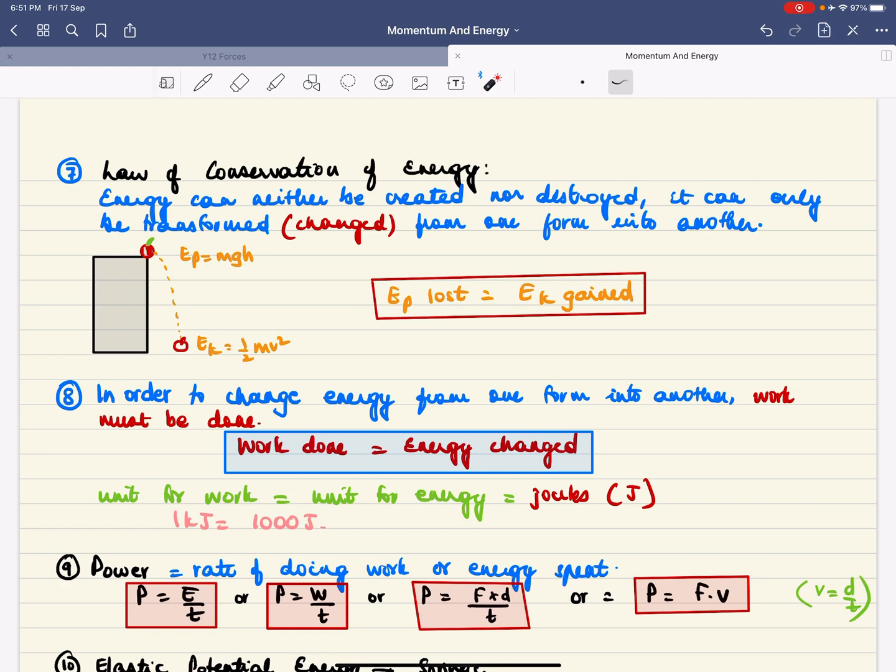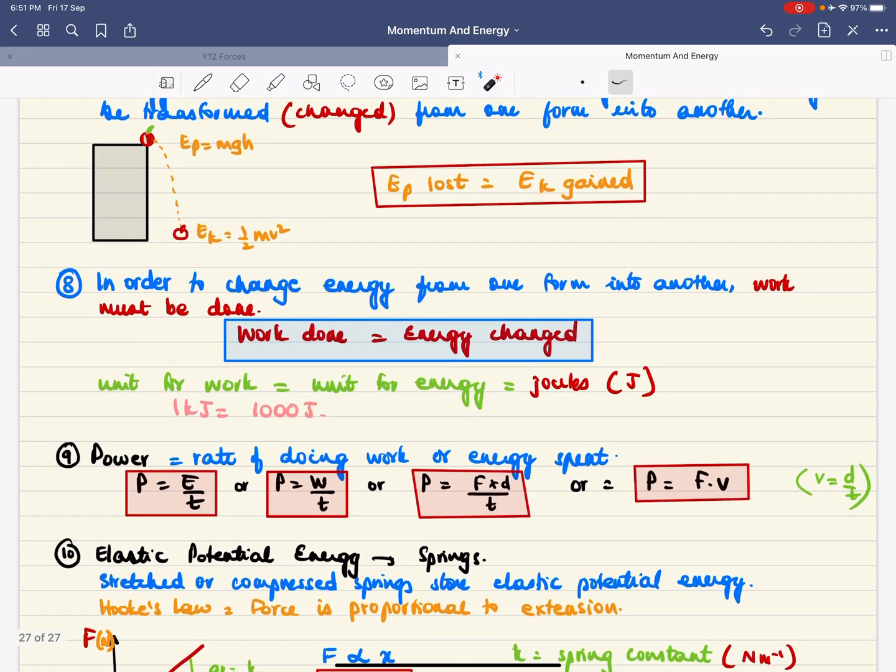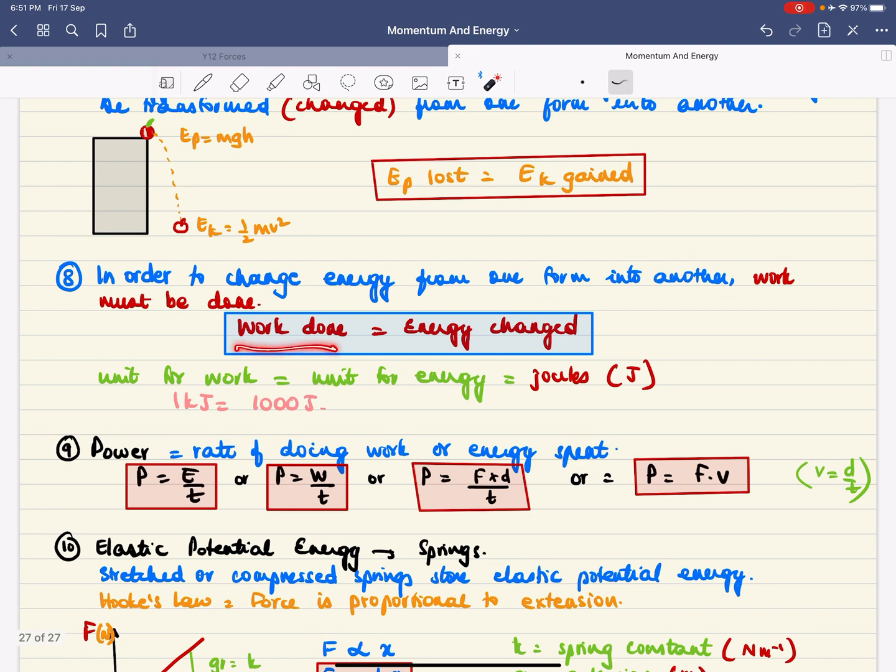Then, in order to change energy from one form to the other, we need to do work, and the amount of work done is equal to energy changed. So if no work is done, then no energy has been changed. Or if no energy has been changed, then no work is done, vice versa. They're both measured in joules, and 1 kilojoule is 1,000 joules.